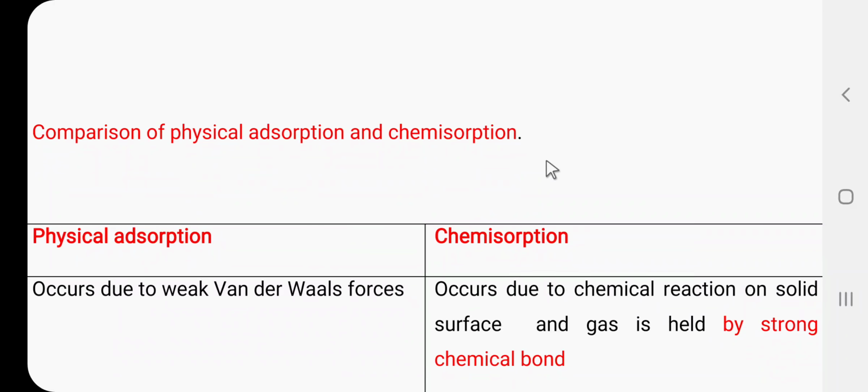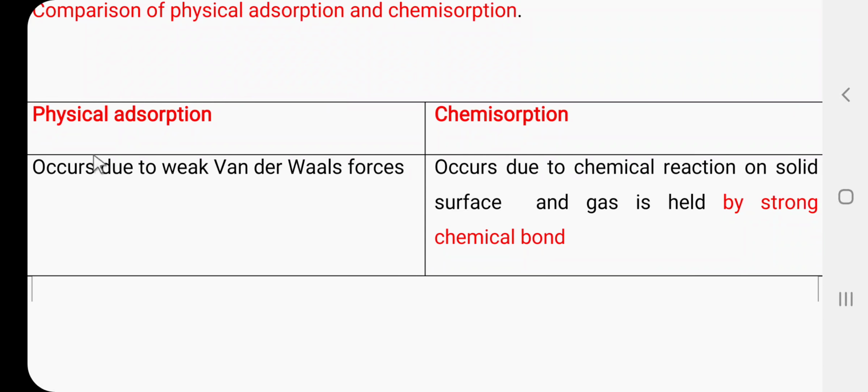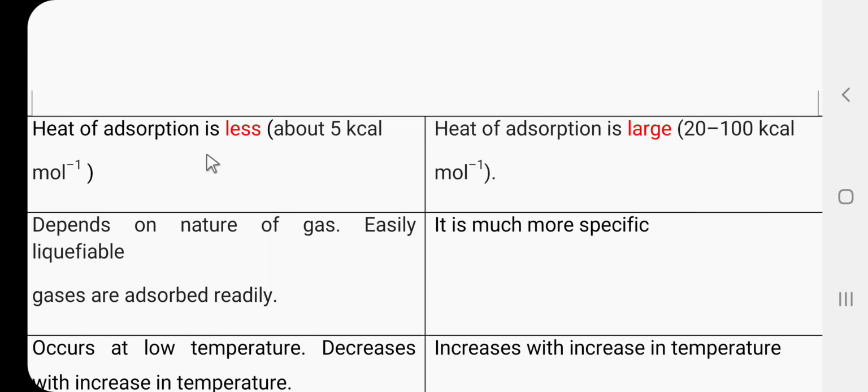Lastly, let us consider the difference between physical adsorption and chemical adsorption. The first point: physical adsorption occurs due to weak van der Waals forces, while chemical adsorption, or chemisorption, occurs due to a chemical reaction on the solid surface and the gas is held by a strong chemical bond. The second point: the heat of adsorption is less, about 5 kilocalorie per mole or less than 10 kilocalorie per mole.